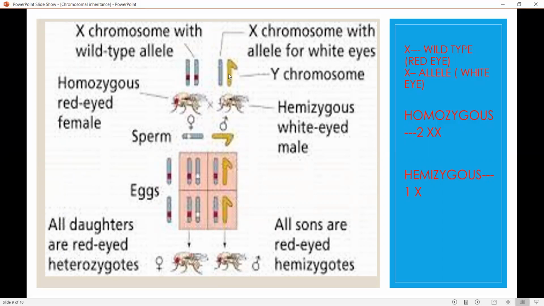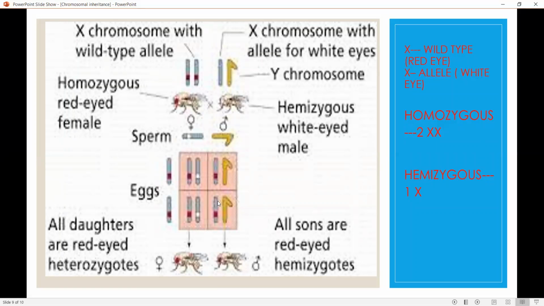So here it produces two kinds of sperm, one with this chromosome, other with this chromosome. And the female produces two types of egg. When this egg pairs with this sperm, it produces red and white together. Here also red, here also red and white, and here also red. So all daughters are red heterozygous. Although one chromosome bears white eye and another bears the gene for red eye, the red one is dominant. So in case of female, they are heterozygous. Chromosomally they are different, but they express the dominant gene, that is red eye.